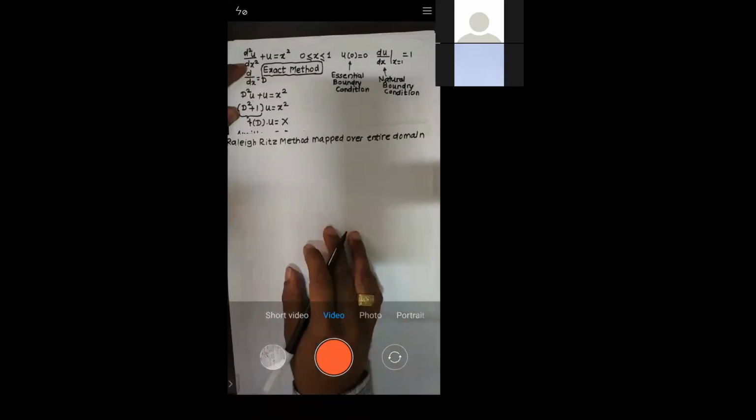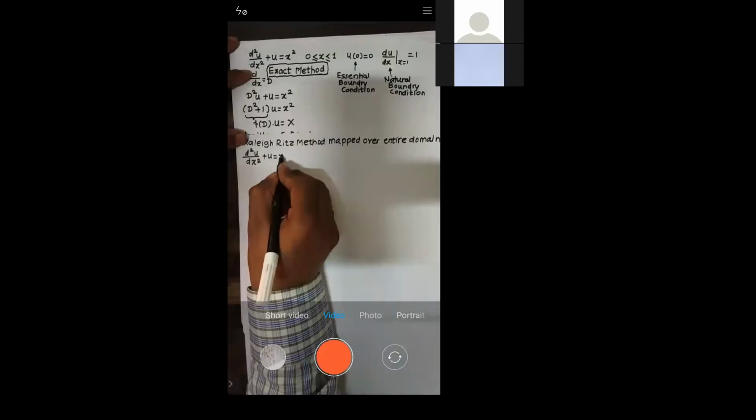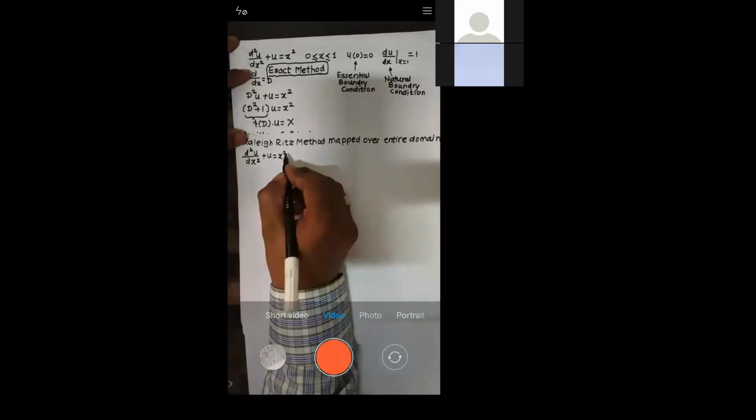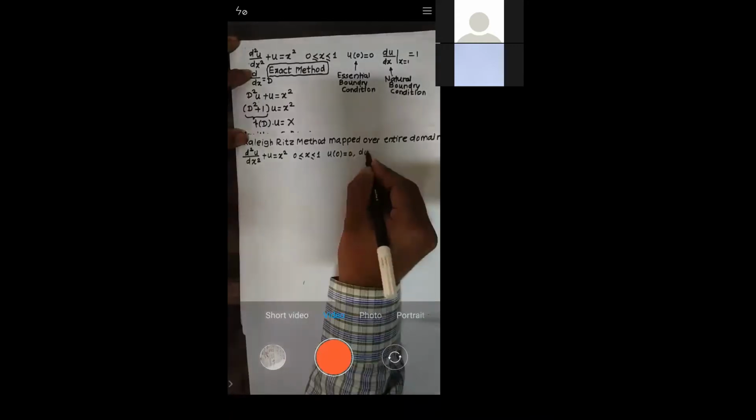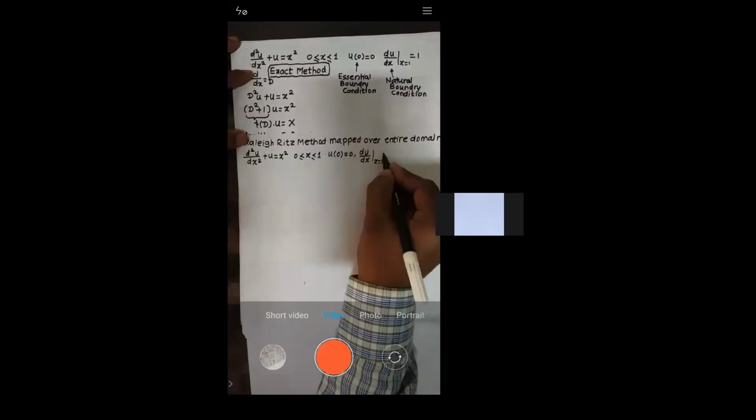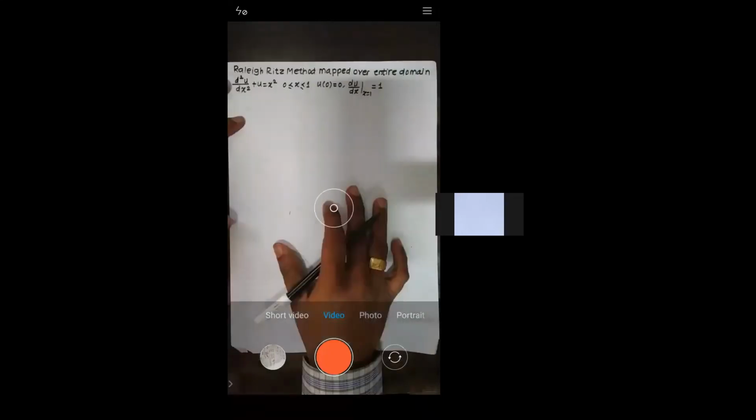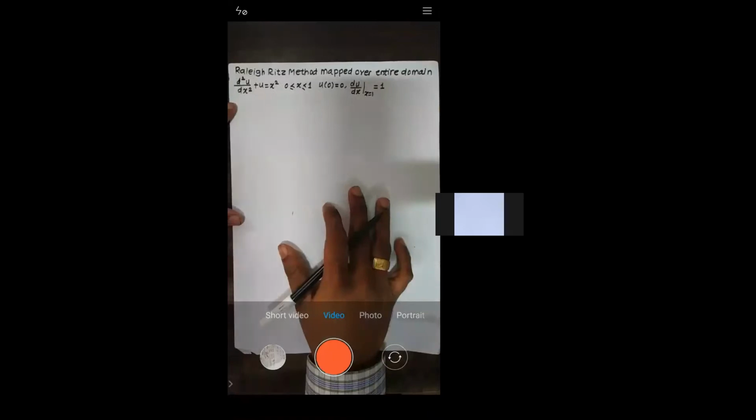d square u by dx square plus u is equal to x square for x ranging between 0 to 1. u is 0 when x is 0, and du by dx at x is equal to 1 is equal to 1, right? Is it okay with this one, all of you? This is the numerical.